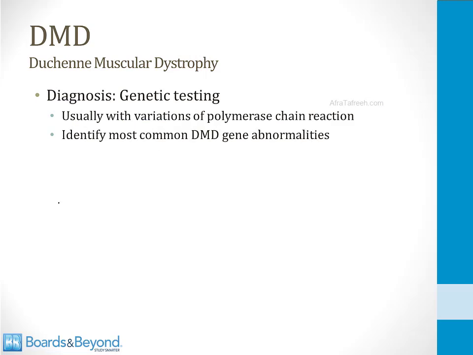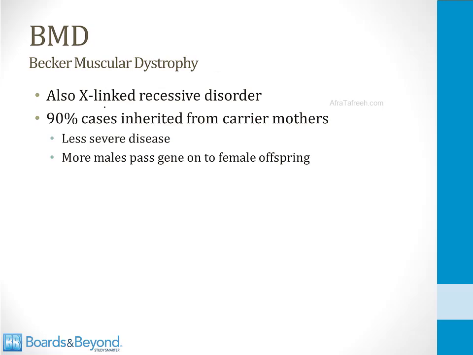In the modern era, the diagnosis is usually made with genetic testing, usually with variations of the polymerase chain reaction test. This test can identify the most common Duchenne muscular dystrophy gene abnormalities. Basically, it turns out that most children with this disorder have one of a small number of typical deletions, so PCR can be used to test for those deletions, and if one of them is found, then the diagnosis is made. I'll finish by talking about Becker muscular dystrophy.